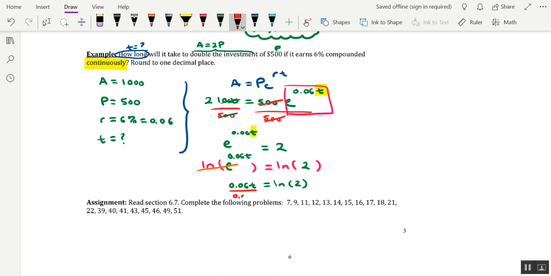Divide each side by 0.06, and we're looking at a t value of the natural log of 2 all over 0.06. As a more practical answer, if you plug this into the calculator, that's roughly 11.6 years rounded to 1 decimal place. So if you want to double $500 under these conditions, where the rate is 6% and it's compounded continuously, we need to wait just over 11.5 years for that to happen.